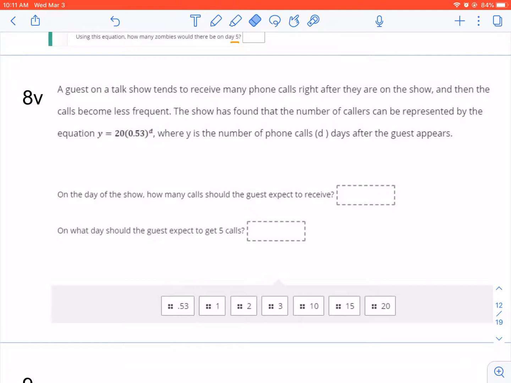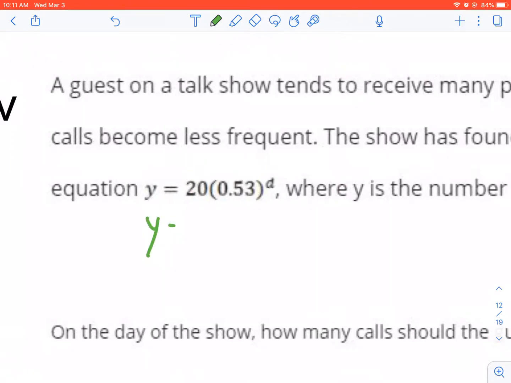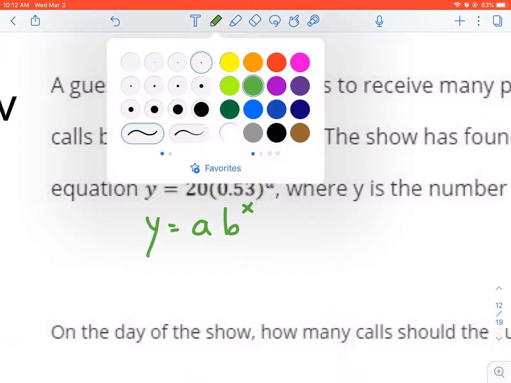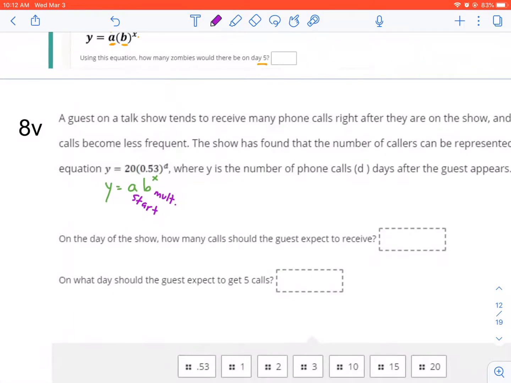And the question says, on the day of the show, how many calls should the guest expect to receive? All right, so this formula follows the format of y = a·b^x. This is not a formula that can be found on your formula chart, so you are going to have to go into testing for the EOC knowing that. Remember that your a value is where we start, and your b value is your factor or your multiplier. So that's actually going to answer our question for us.